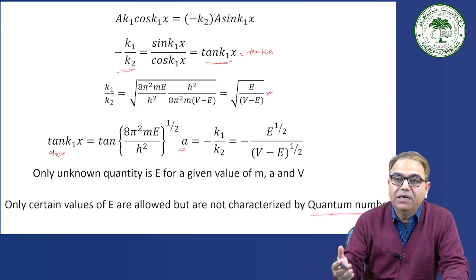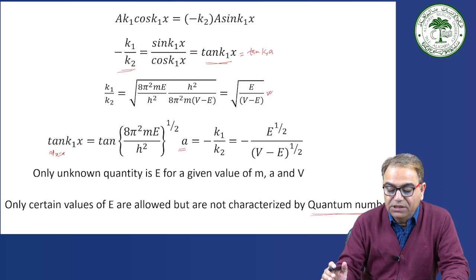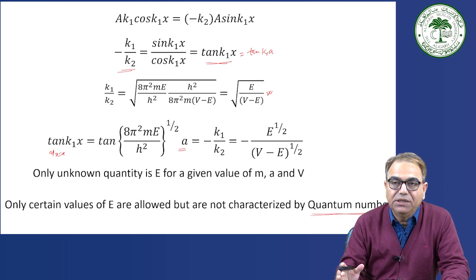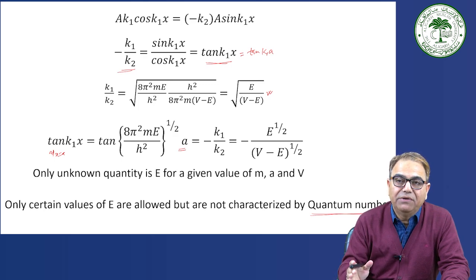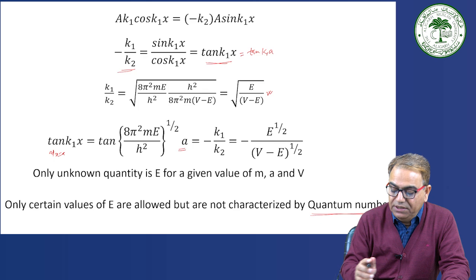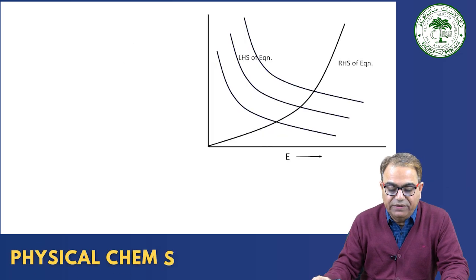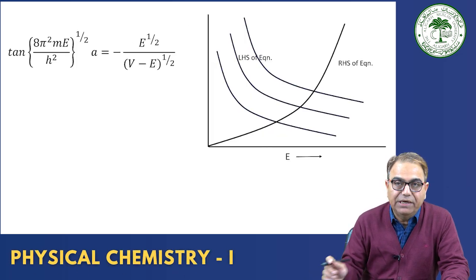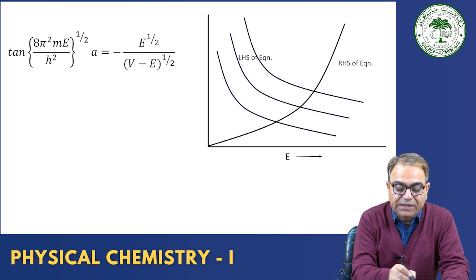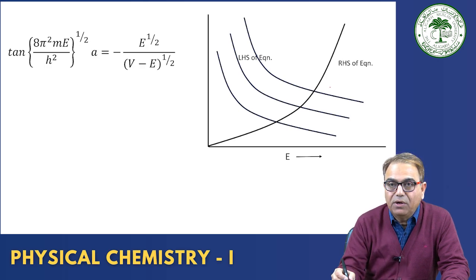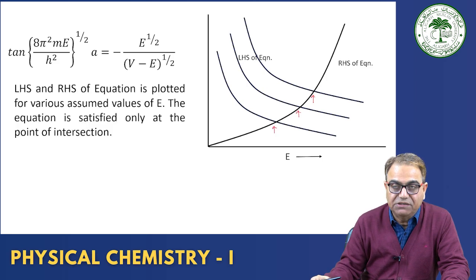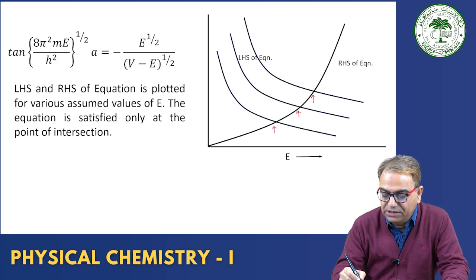In contrast to the earlier particle in a one-dimensional box, in this case, when you have a finite boundary condition, and for a case where the particle energy is less than V, we say that the energy is quantized without having any quantum number. So this is the variation which we are getting, and we have the equation like this one. So if you plot the LHS and RHS of the equation, you get a plot like this one. So only at these intersection points where the LHS and RHS become equal, the equation is satisfied. This equation is satisfied only at these 3 points.